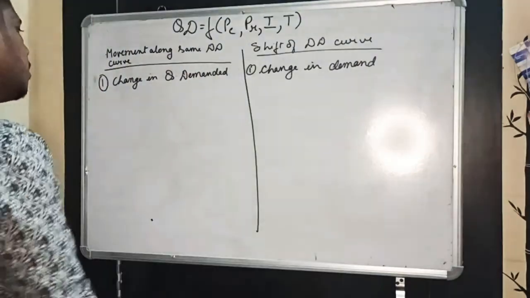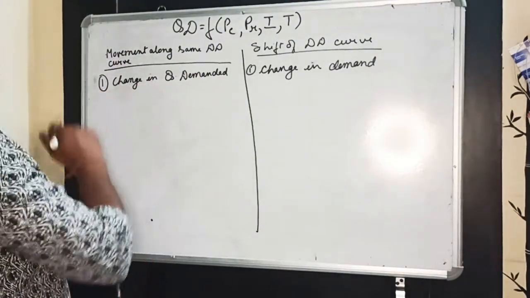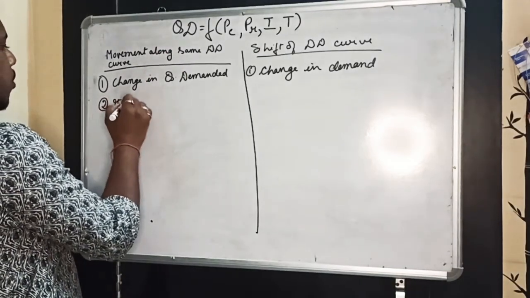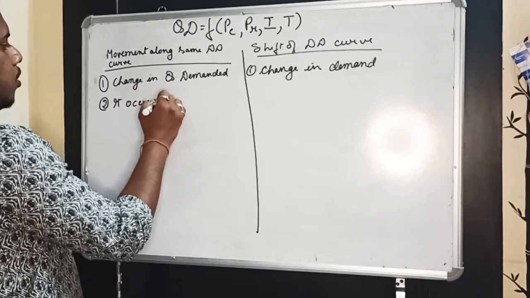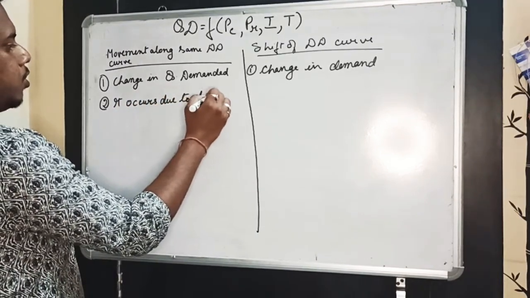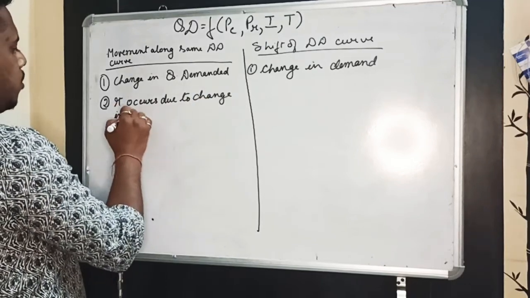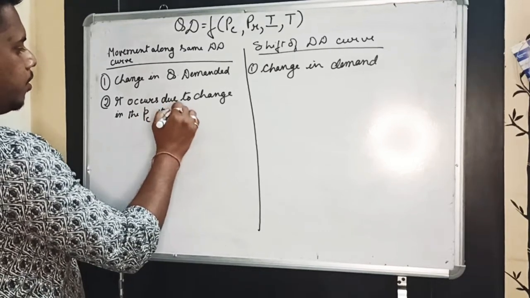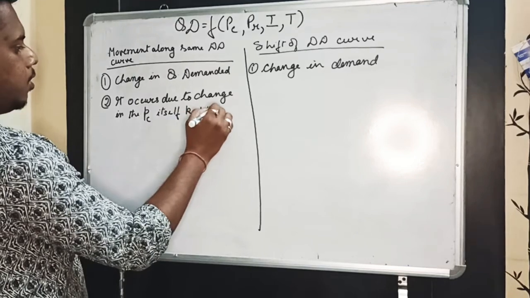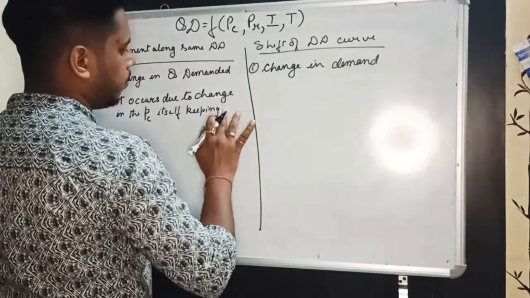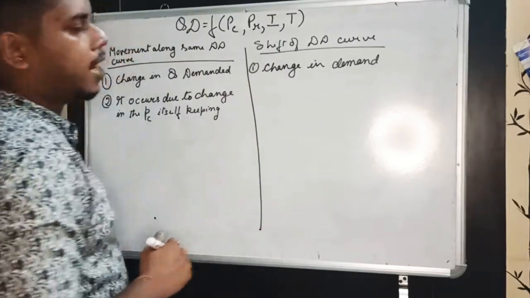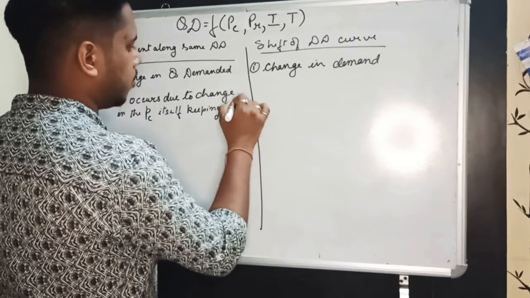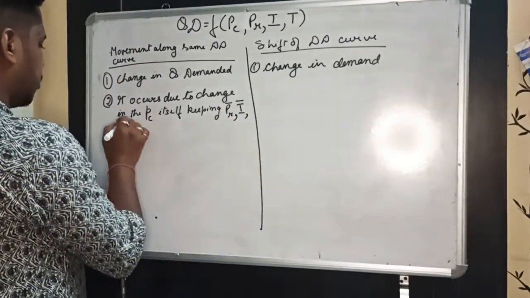Okay. Now, change in quantity demanded or movement along the same demand curve occurs due to change in the price of the commodity itself, keeping other things constant, like PR, I and T are constant. PR is constant, I is also constant, and T is also constant.